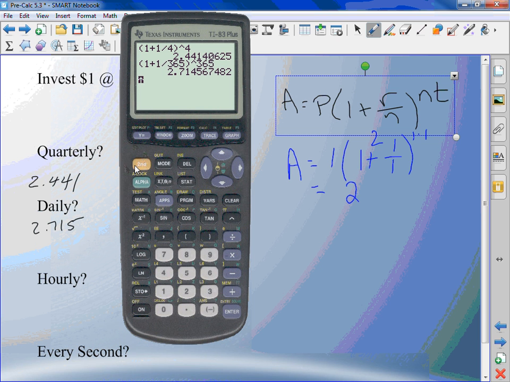For hourly, I am not going to sit here and find out how many hours. I'm going to let the calculator do the work. How many hours are there in a day? 24 times 365. I'm going to take 365 times 24. I just put the numbers in there: 24 hours in a day, 365 days in a year. Hit enter. $2.72.